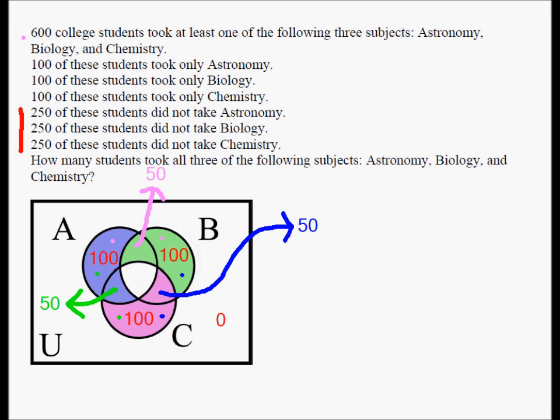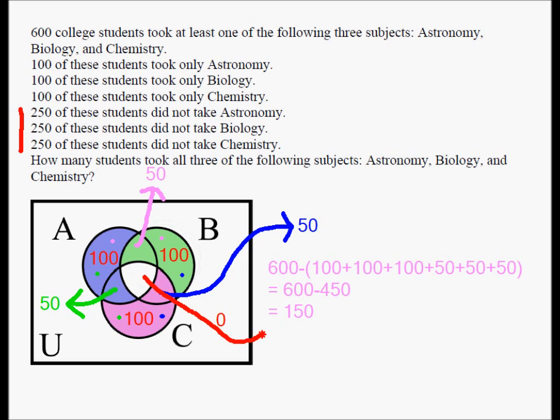One way to handle it is, from 600, subtract everything that you've accounted for. So to find my final answer, I'm going to take 600, then subtract 100 plus 100 plus 100 plus 50 plus 50 plus 50. And what do I get here? 600 minus 450. And that's 150.